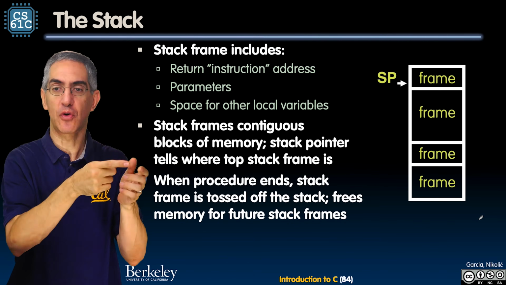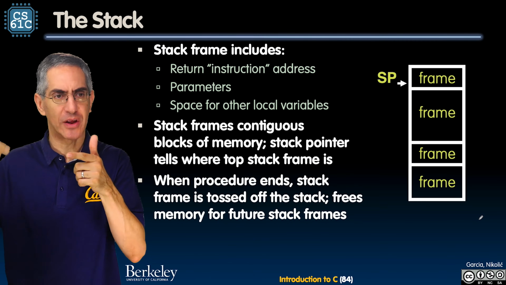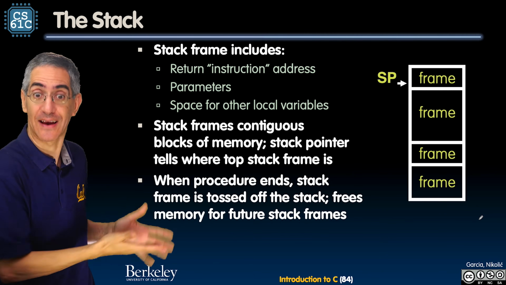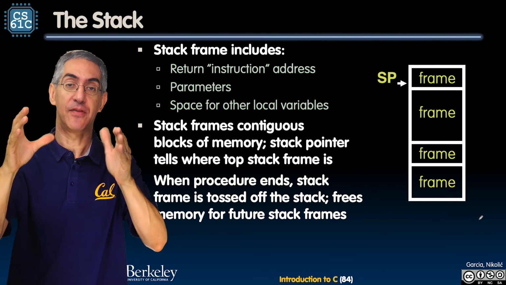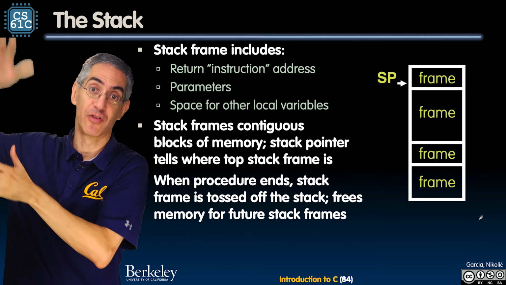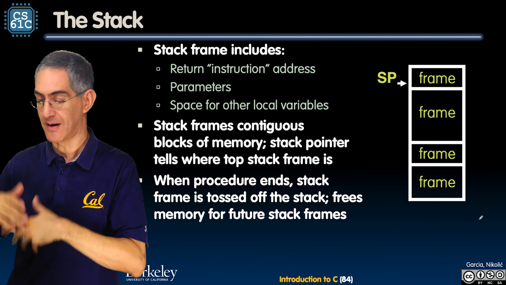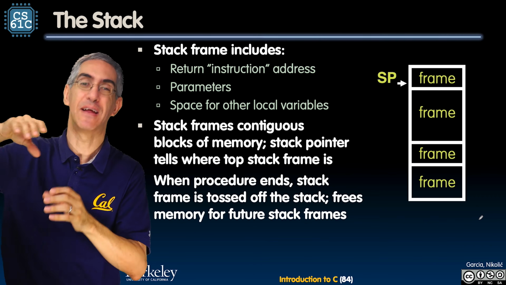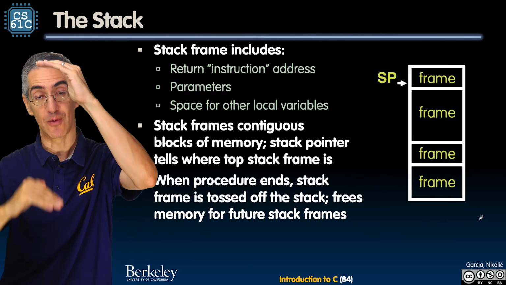So if you ever wonder, foo calls bar, calls baz, how does it know where to come back to? It's the stack. That's how it does it. The other key thing is the stack is a contiguous block of memory. You'll see that malloc can actually be all over the place. It can be here and there, and that's going to be a problem. But the stack is always continuous.